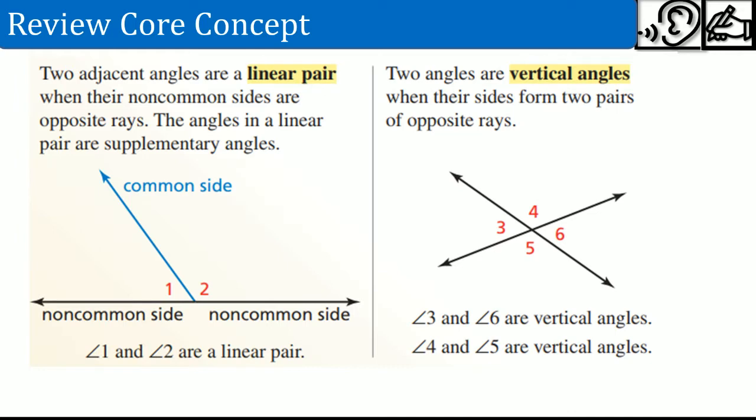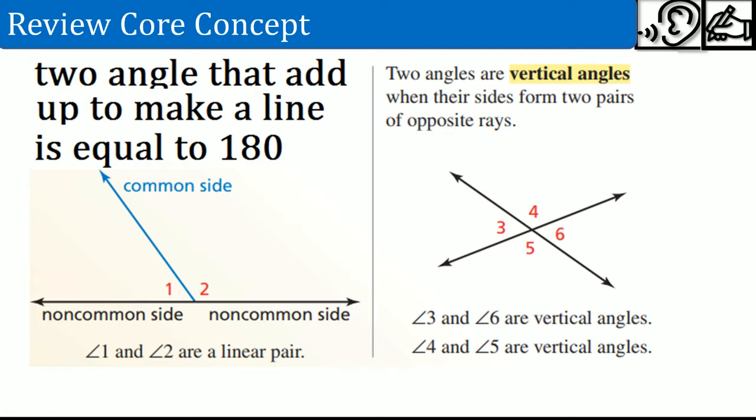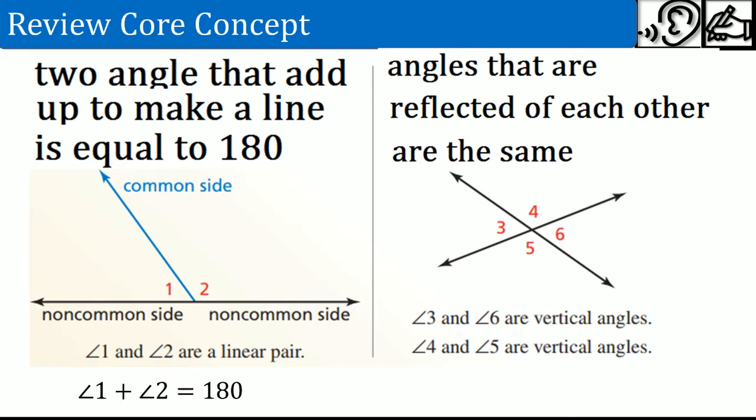So we have here, to review the core concept before we start working, that this is a linear pair. A linear pair is defined as two adjacent angles where their non-common sides are opposite rays. The angles in a linear pair are supplementary angles. In other words, you could say two angles that add up to make a line is equal to 180 degrees. The equation for this would be angle 1 plus angle 2 is equal to 180.